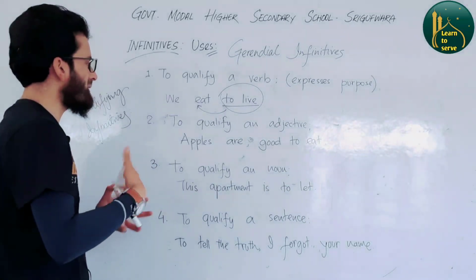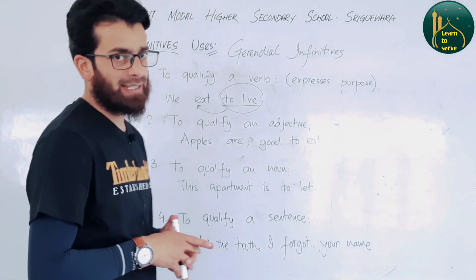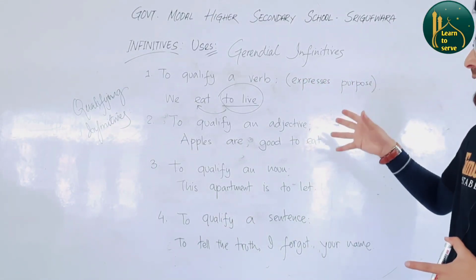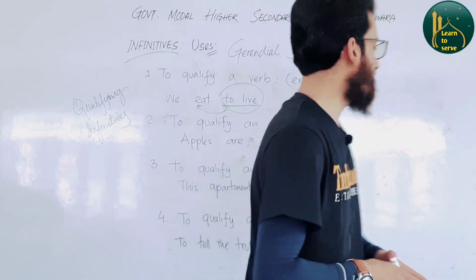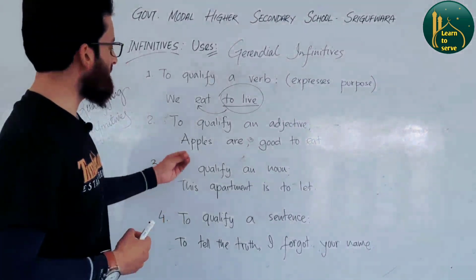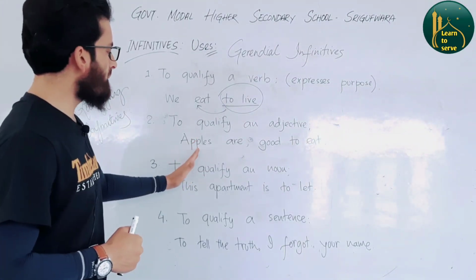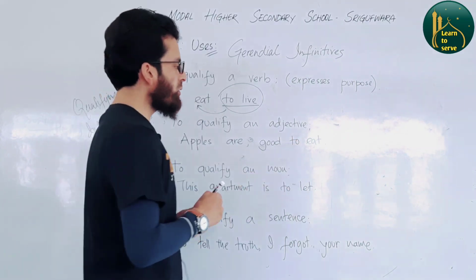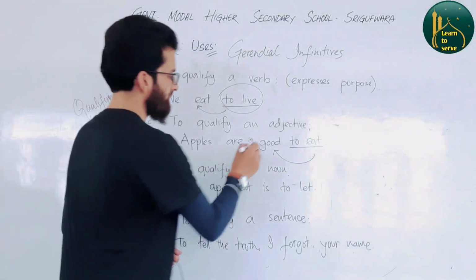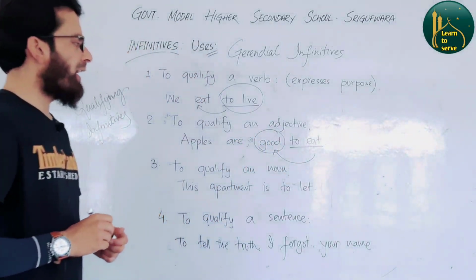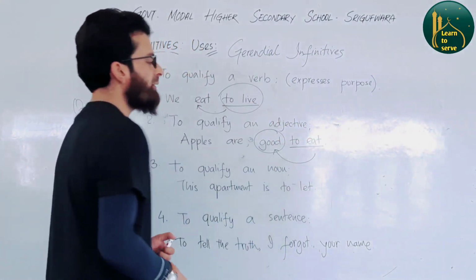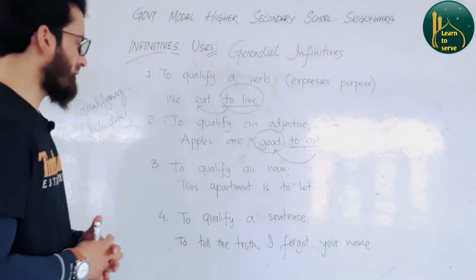Second, to qualify an adjective. So an infinitive not only qualifies a verb, but also an adjective. And how does it qualify an adjective? For example, I have written a simple sentence: apples are good to eat. So to eat qualifies this antecedent, that is good. Good, we know, is an adjective, so this infinitive qualifies an adjective.